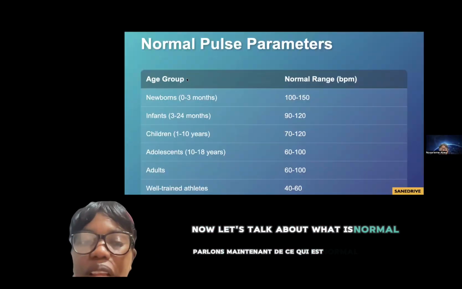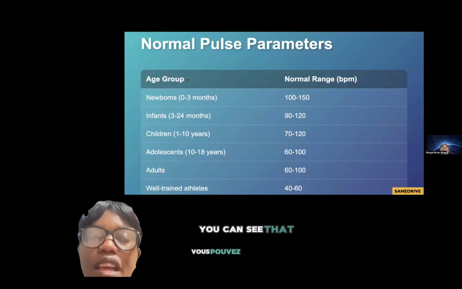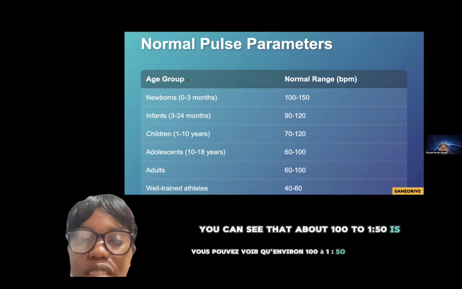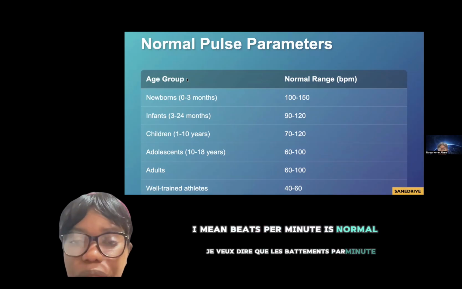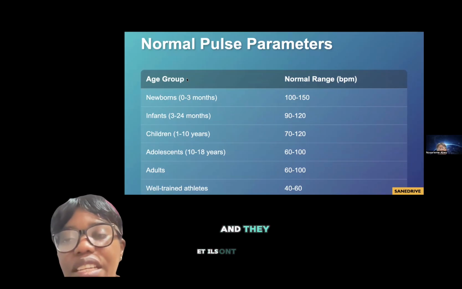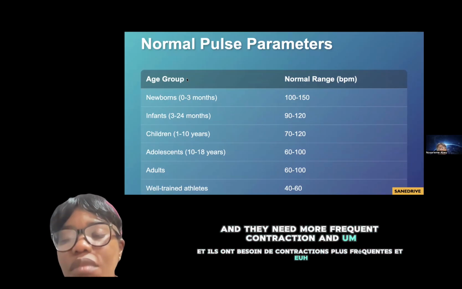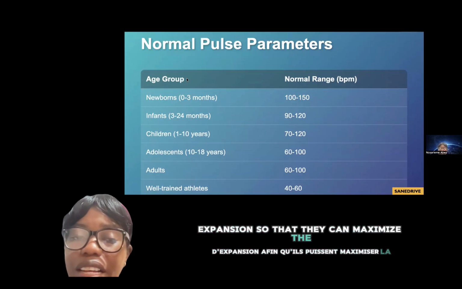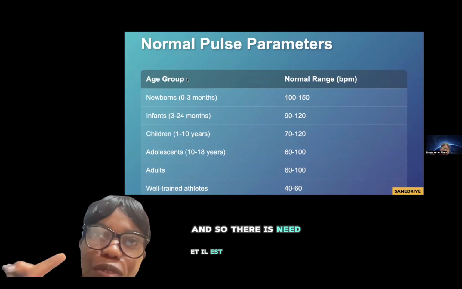Now let's talk about what is normal in pulse. From what you can see on the screen, about 100 to 150 beats per minute is normal for our kids, for babies, because they have a very small heart and they need more frequent contraction and expansion so that they can maximize the cardiac output. They are growing, and so there is a need for enough oxygen pumping.